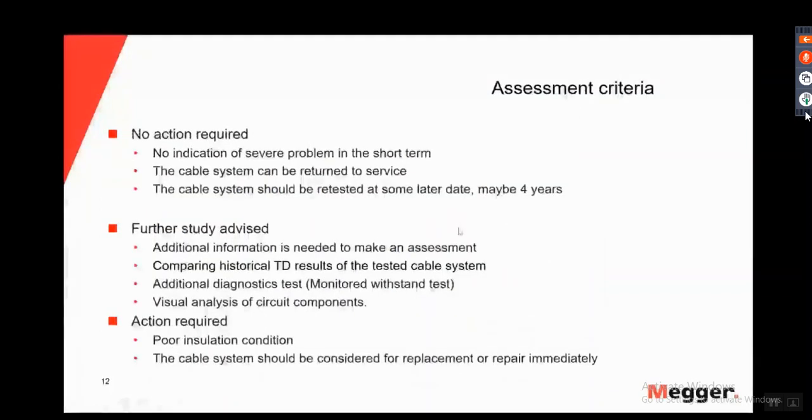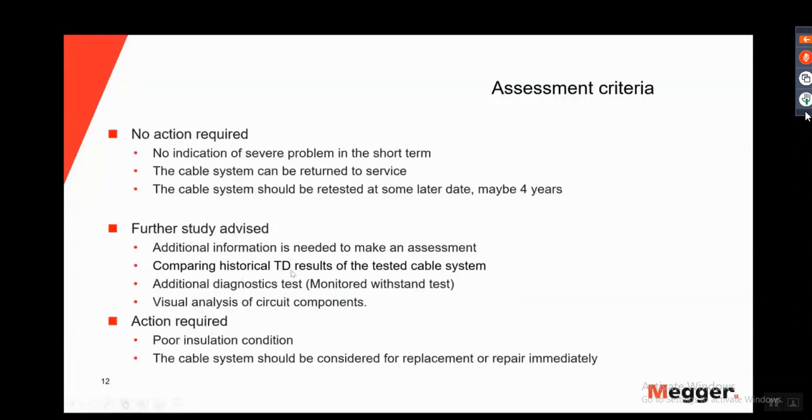Assessment criteria. Breaking down each action: no action required means no indication of severe problem in the short term. The cable system can be returned to service, and should be retested at some later date, maybe 4 years. Further study advised means additional information is needed to make an assessment, comparing historical TD results of the tested cable system.